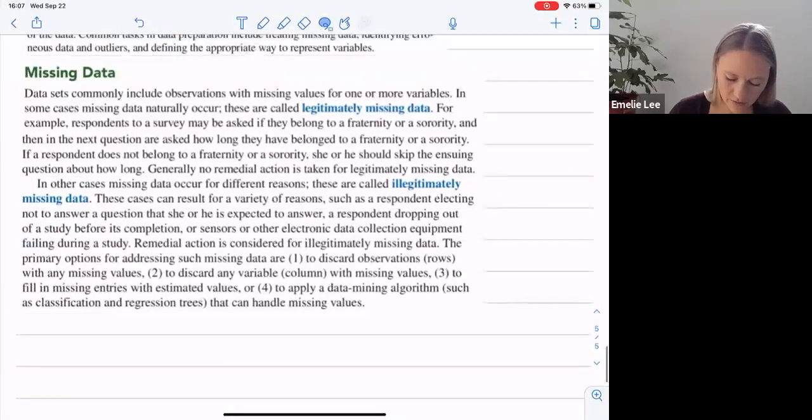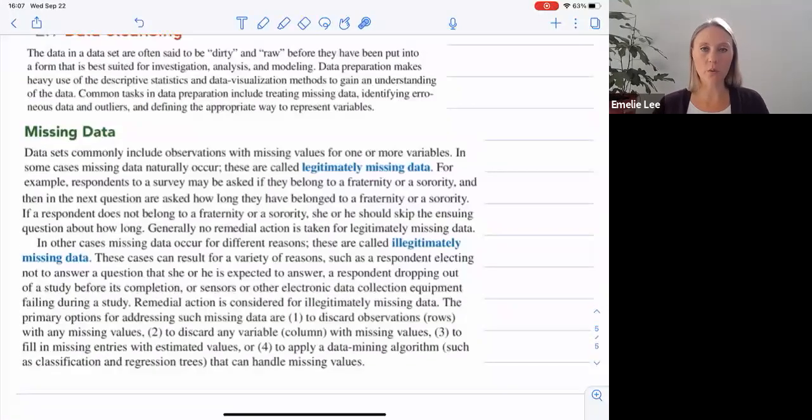So the first thing that we do when we have missing data is we've got two paths, right? We could have legitimately missing data, meaning that there shouldn't be an answer. So they had the example of, oh yeah, it's here. So let's just use it. Do you belong to a fraternity or a sorority? Was the previous question. And then if they said no, then they can't answer the next question that asks, how long have you belonged to this sorority or fraternity? And so that would be legitimately missing.